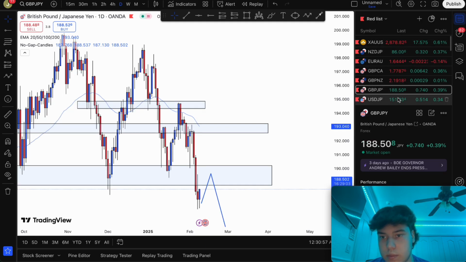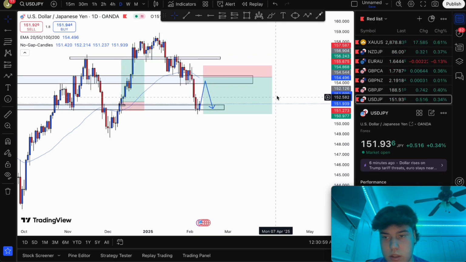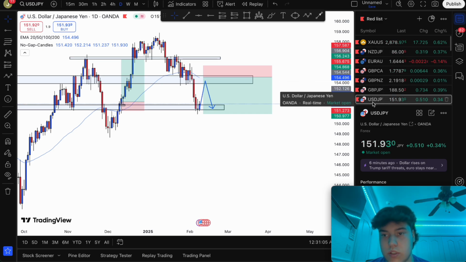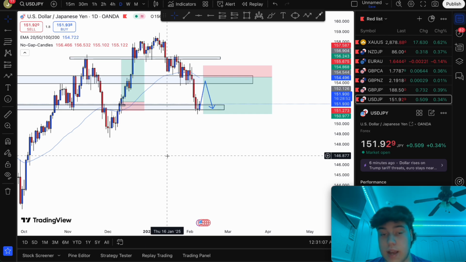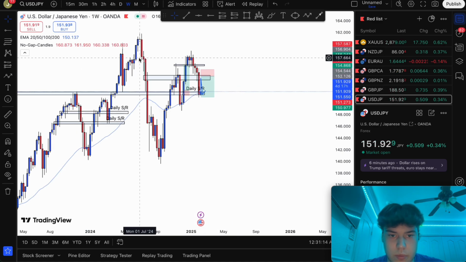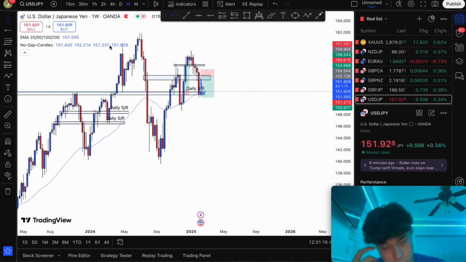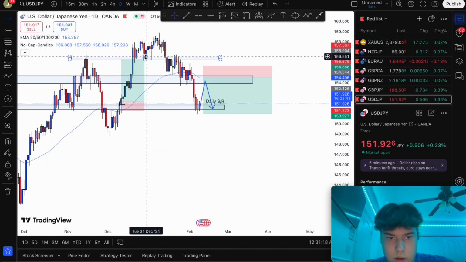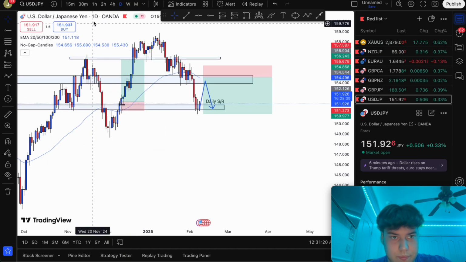And the same thing with USD JPY. So all these JPY pairs, NZD JPY, GBP JPY, and USD JPY, the one that I think will have the cleanest setup is the one I'll take. So for this one, we're bullish on the weekly, and then we're bearish on the daily.